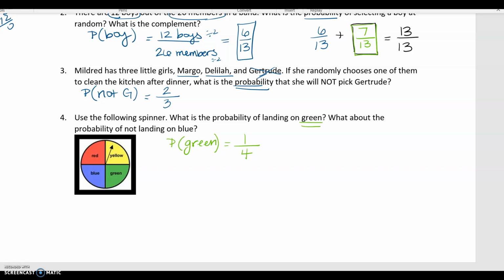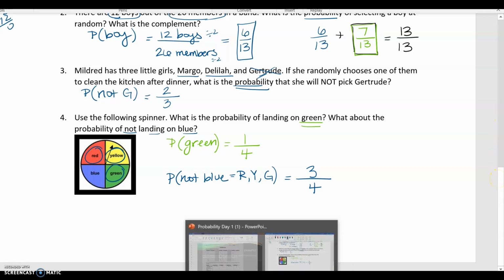And then it says, what is the probability of not landing on blue? So the probability of not blue. Okay, not blue, which means it can be red, yellow, or green. So there's 1, 2, 3 options out of a total of 1, 2, 3, 4. Okay. So hopefully these examples are helping you a little bit.